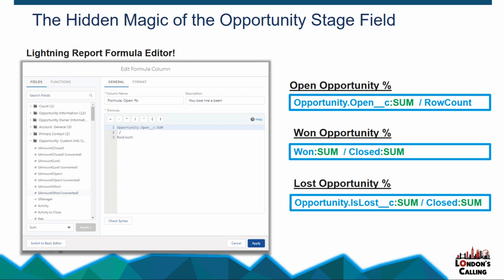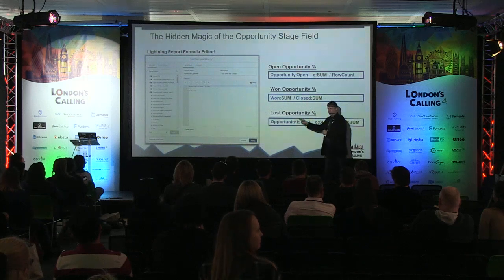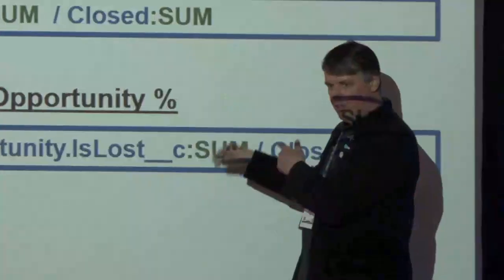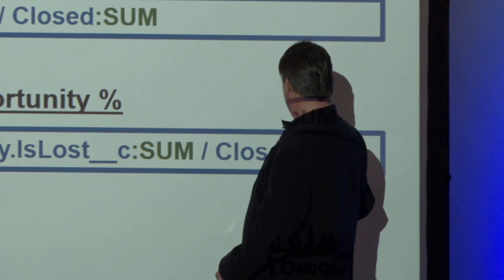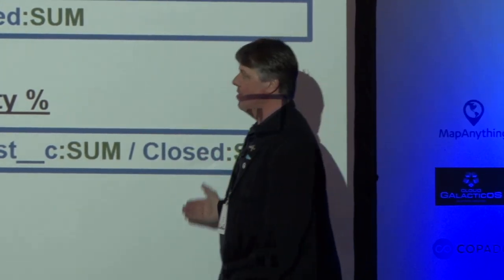And to get the percent of opportunities that were won, we can divide the count of opportunities that were won by the count of opportunities that were closed. Well, those are the standard checkbox fields. But what about the percent that were lost? For that, we can use our custom lost checkbox field, add up all those little 1s and 0s, and divide that by the sum of the closed.